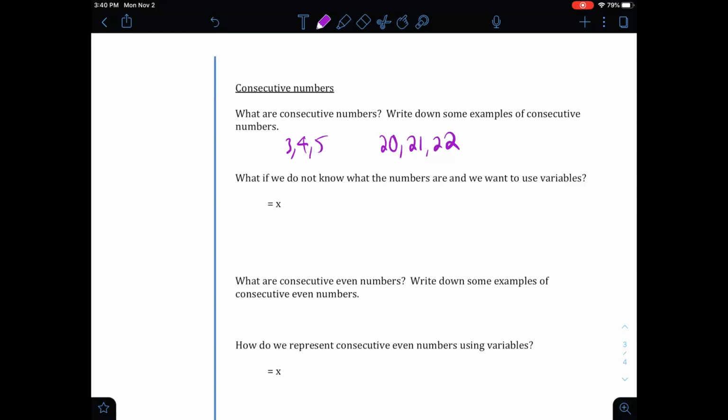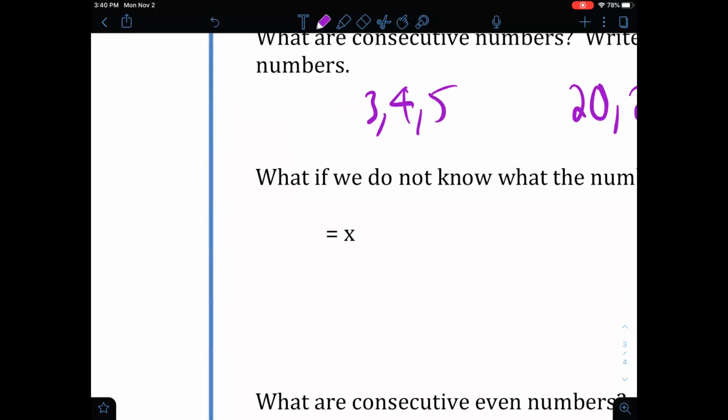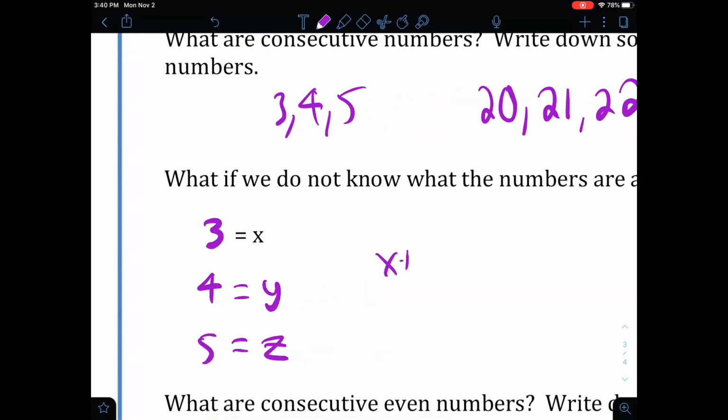But it says, what if we do not know what the numbers are and we want to use variables? Okay? So I'm going to call the smallest number, 3, equal to x. Say we're trying to figure out what the numbers are going to be. This is going to help us do that. Because here's 3, 4, and 5, right? We could call them x, y, and z. Don't do that. You could do that, but then you have x plus y plus z equals a certain number. But one thing you got to be careful about, guys, is when you're solving equations, you have to have one variable to work with, okay? So we're going to do kind of a shortcut here to help us figure this problem out, okay?